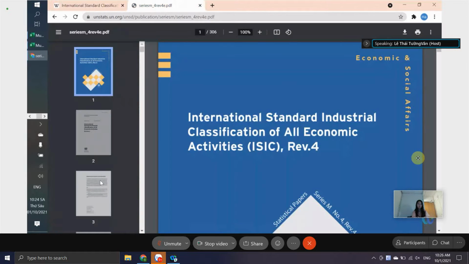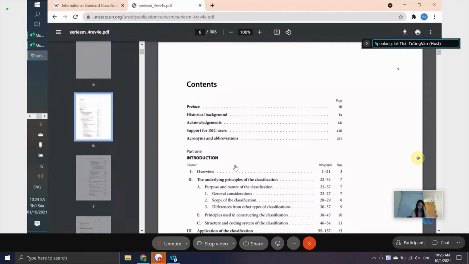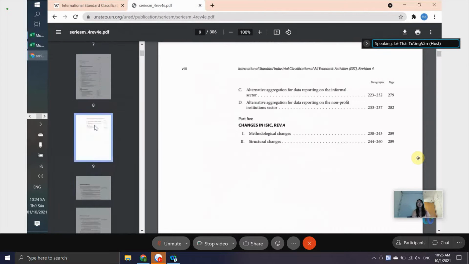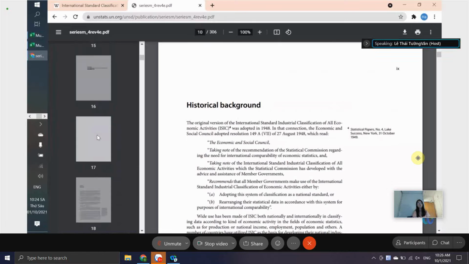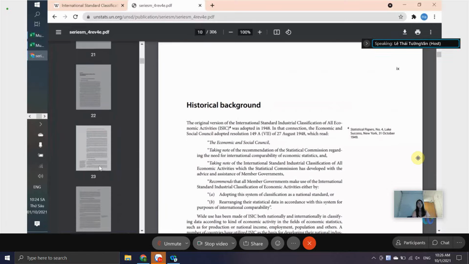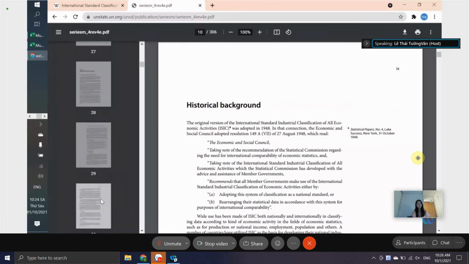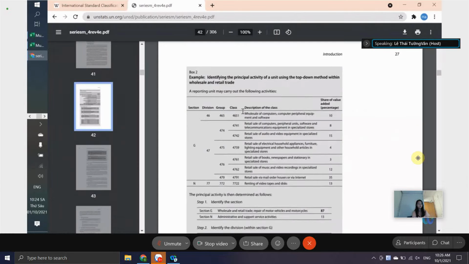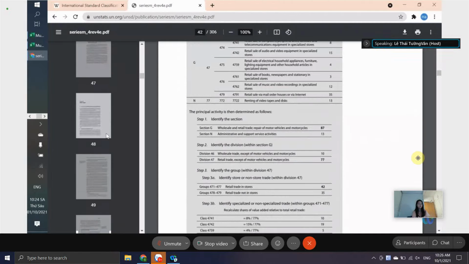If you look at the ISIC, the focus is no longer the skills level, but the focus will be on the products of the activity, you know. So the focus will be on the products of the activity.